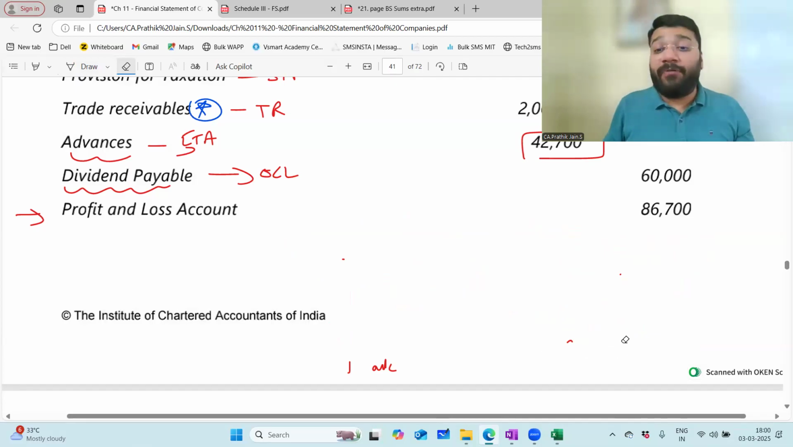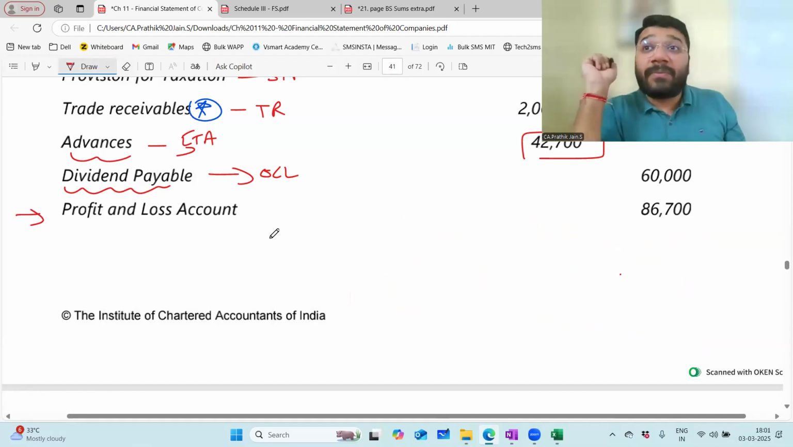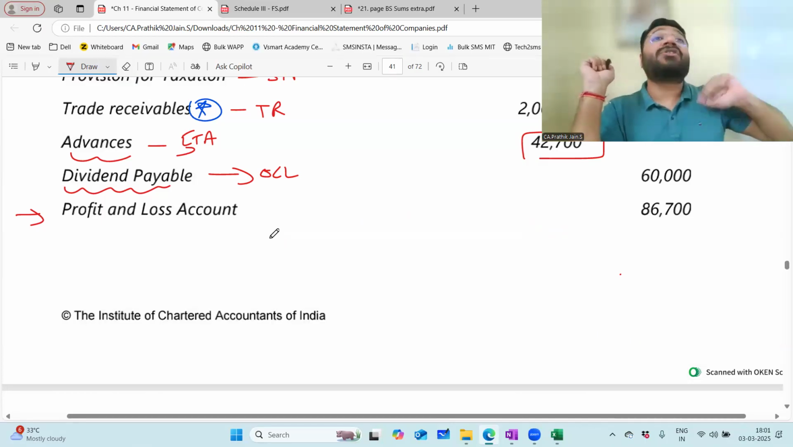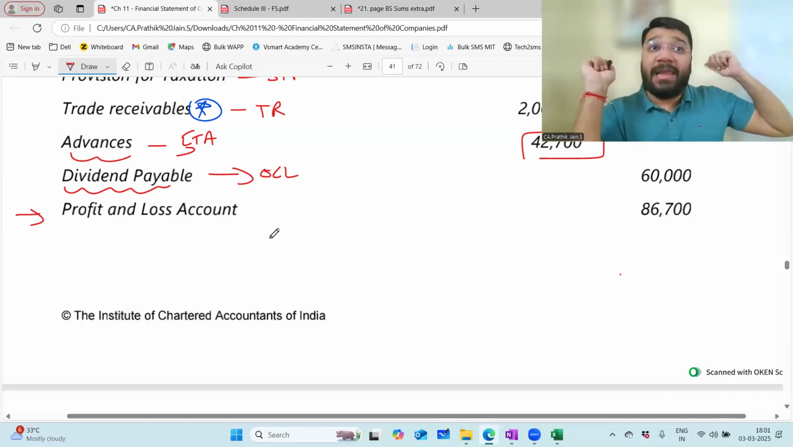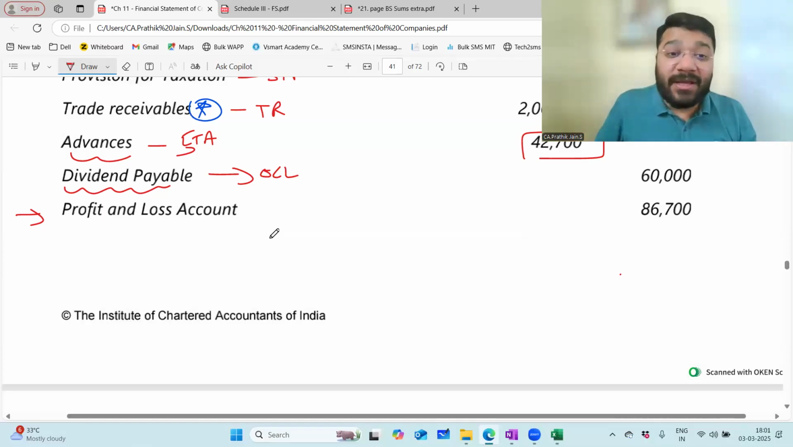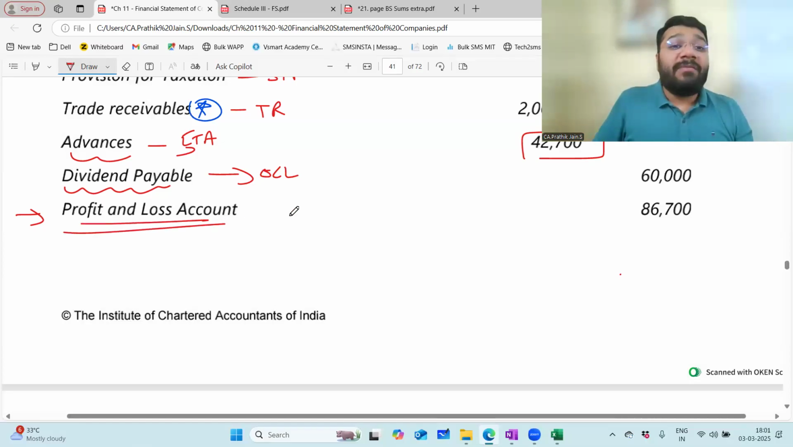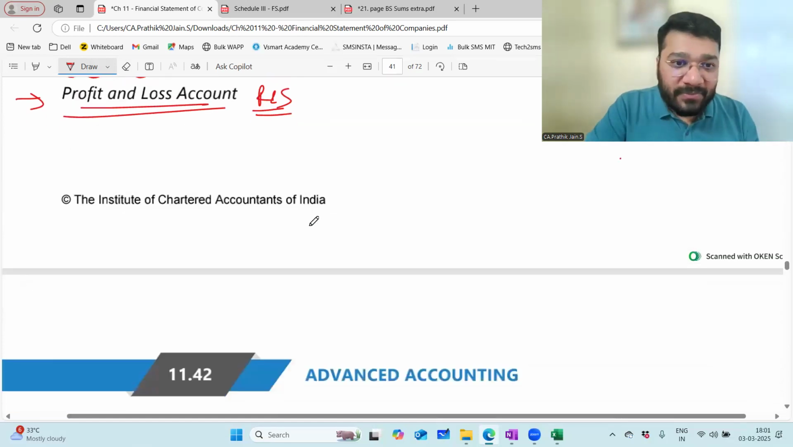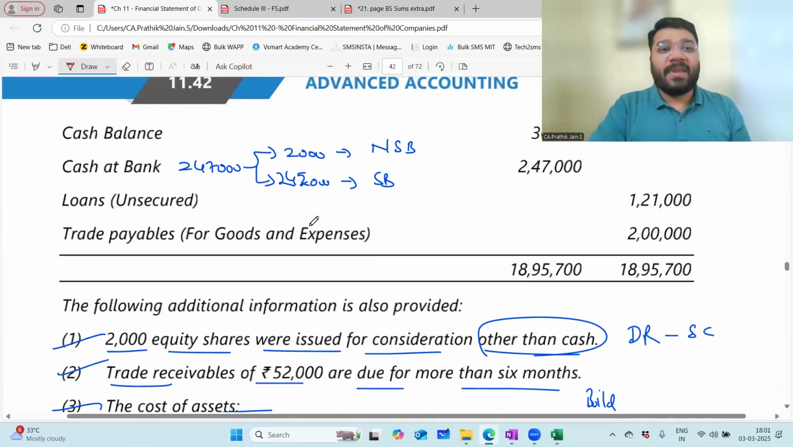Now, profit and loss account 86,700 is given. Is this the opening profit or closing profit? Closing profit. How do you say this is closing profit? Had this been opening profit, along with that, sales, purchases, all the income and expenses would have been given. Here is it given? No. Why is it not given? Because you already prepared the statement of P&L and the balance of that ledger is this. So this is my closing statement of P&L, which I will put in reserves and surplus directly. Okay?